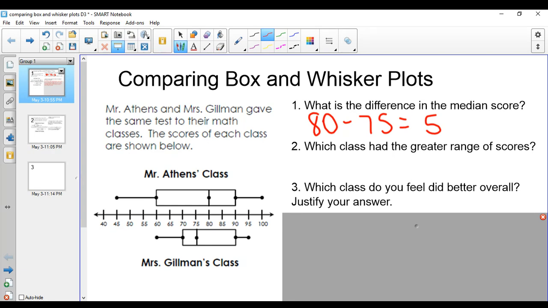Okay, number 2, which class had the greater range of scores? Well, sometimes it's a little difficult to tell when you look at it visually exactly what the range might be, but this one, it is pretty obvious that Mr. Athens' class definitely has a larger range of scores because his scores go all the way from 45 to 100, and then there's a smaller range in Miss Gilman's class. So Mr. Athens has the greater range of scores. The scores in his class are more spread out.